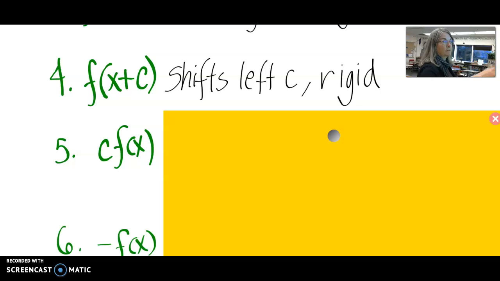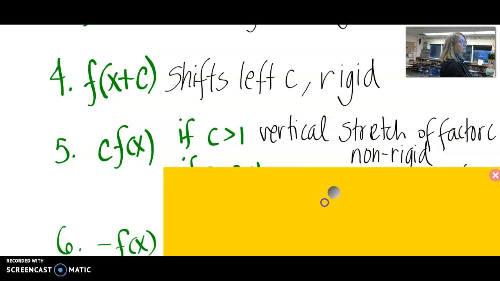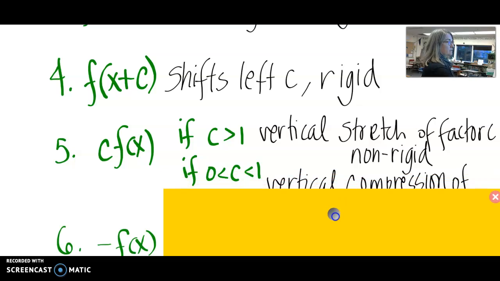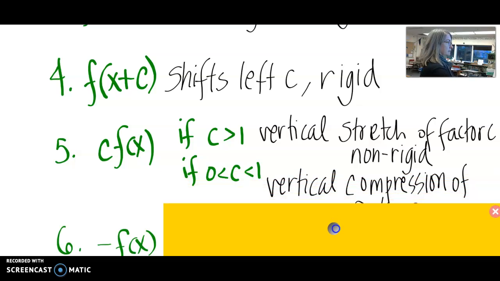It's outside before you do the function, so that means it's going to be vertical. It is a vertical stretch of factor c or a vertical compression. And some books, like I said before, will use just the word stretch, and if it's a vertical stretch of factor 1/2, you know that really it's getting compressed. This is a non-rigid transformation because it changes the shape.